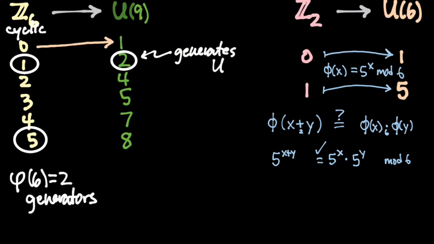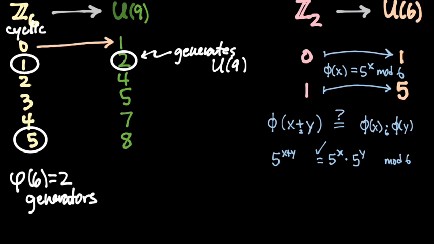You can test that this actually generates U9 just by looking at the powers of 2. 2 to the first power is 2. 2 to the second power is 4. 2 to the third power is 8. Multiply that by 2 again, and you get 16, which is 7. Multiply that by 2 again, you get 14, which is 5. Multiply that by 2 again, and you get 10, which is 1, and then we've got them all. Right? So 2 generates this whole group.